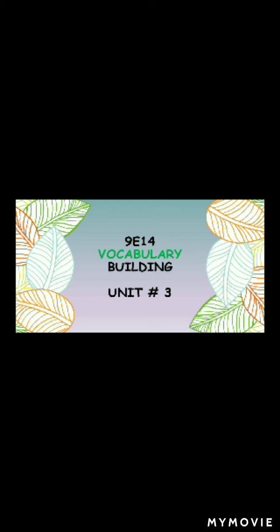In today's lecture, we will read about vocabulary building, its importance as well as types of vocabulary. As we have already read unit number 3, so we shall look at its vocabulary today. Let's begin.